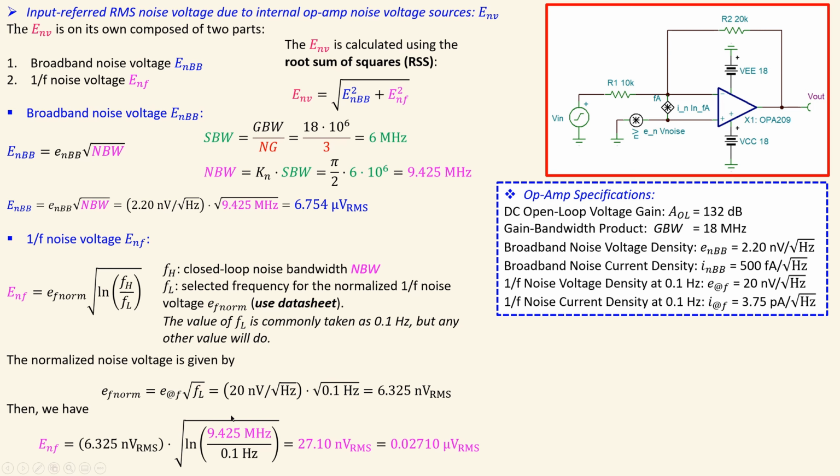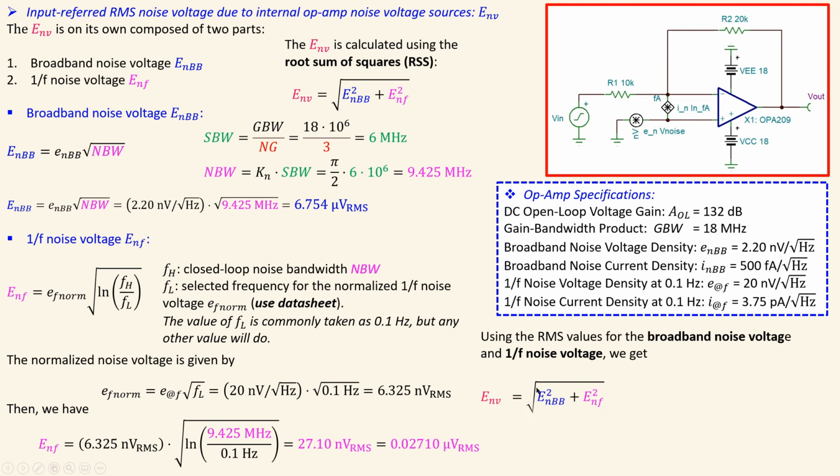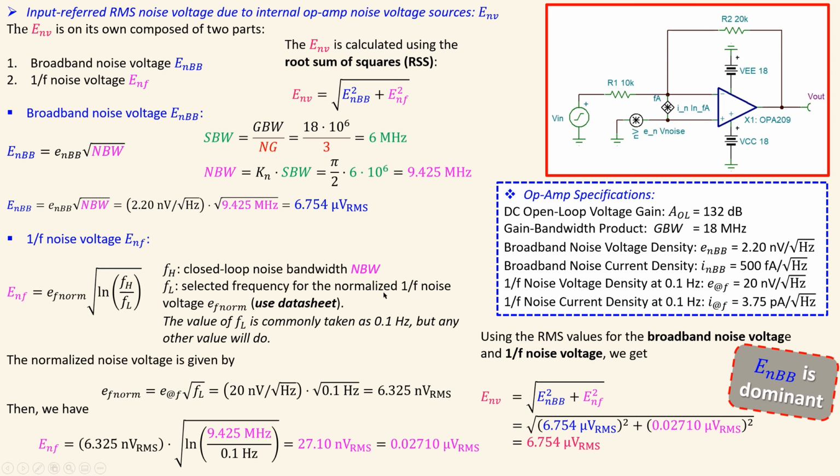Compare this one, which is for the 1/f noise, and this is for the broadband noise. You can see this is much larger than that one, so this will actually dominate the actual result for this part. And you can also see that when you take the RMS value for the broadband noise and also the 1/f noise together using the root sum of squares, using this formula and substituting the values, this is actually also the end result. So you will see that the dominant part in this example is the broadband noise voltage.